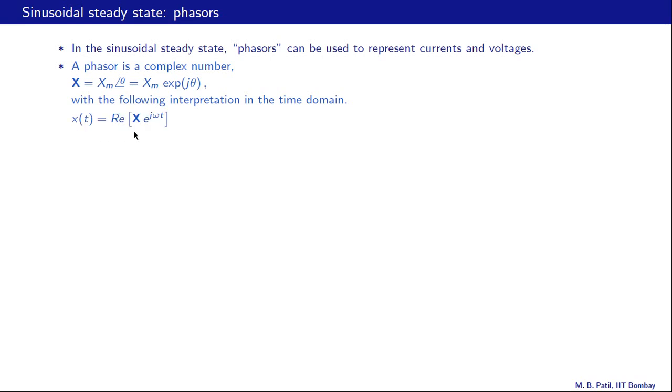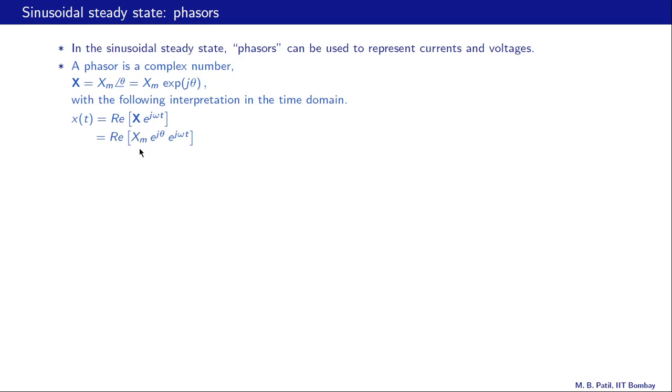Corresponding to the phasor X, we have a time domain quantity denoted by x of t, and the interpretation is like this: x of t is the real part of this number, that is phasor X multiplied by e raised to j omega t. So let us see what that turns out to be.